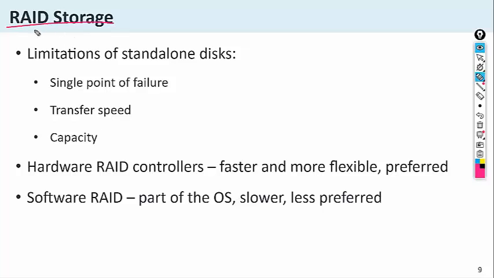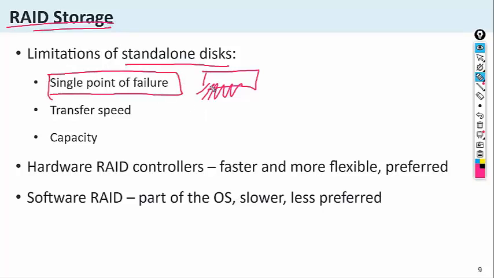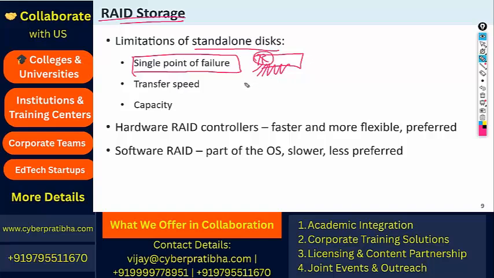RAID is another type of storage. It addresses some limitations of standalone disks. If you have a single disk and you store all the data on that same disk, there are limitations, like a single point of failure. If your hard disk fails, all your data is lost.